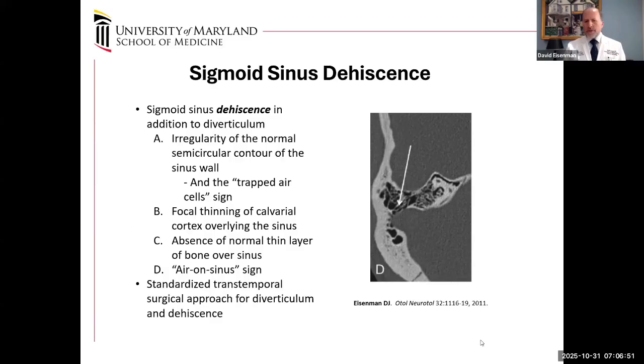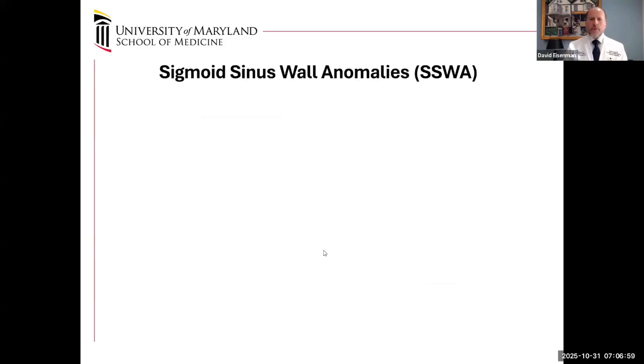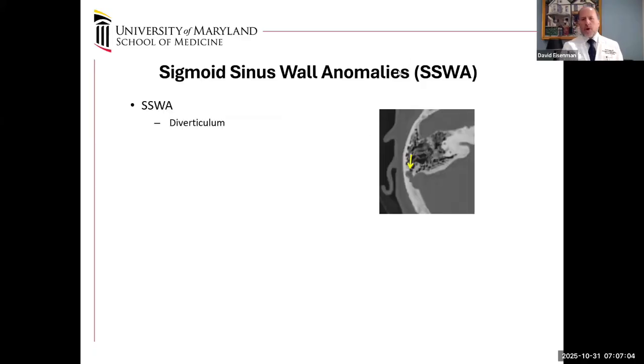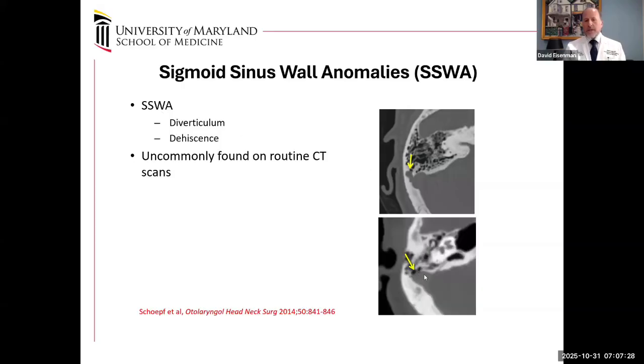And then at the same time, we described a standardized transtemporal approach that we'll talk about that worked for diverticulum and dehiscence. So we called the two of these together, diverticulum and dehiscence, sigmoid sinus wall anomalies. That name also allows for inclusion of other things that don't fit neatly into one of those, like ectatic sigmoid sinuses. And there are groups, especially one group in China, that has worked a lot on this sigmoid sinus ectasia notion. You could have sigmoid sinus wall anomalies that encompass diverticulum or dehiscence.